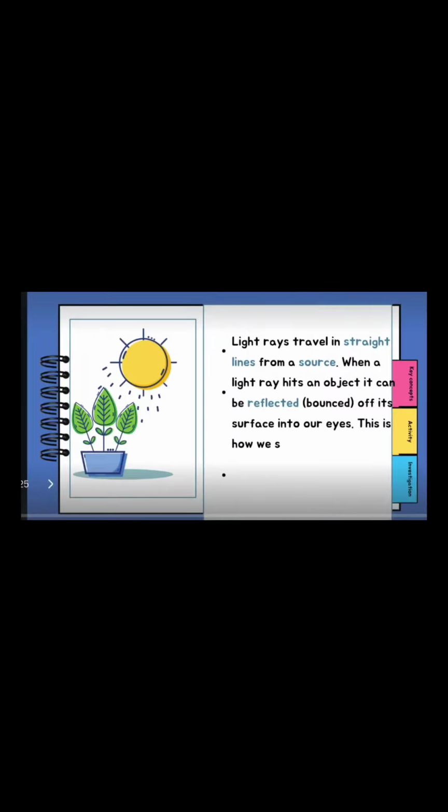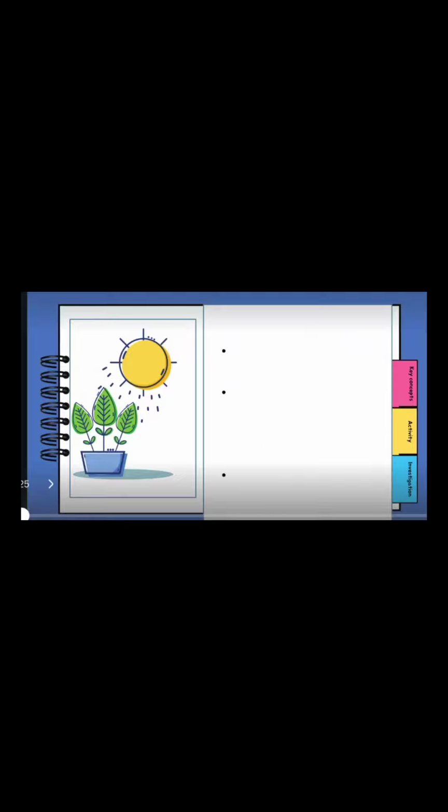Light rays travel in straight lines from a source. When these rays hit an object, they bounce off its surface and enter our eye. The process is called reflection and it is the reason we can see things around us.